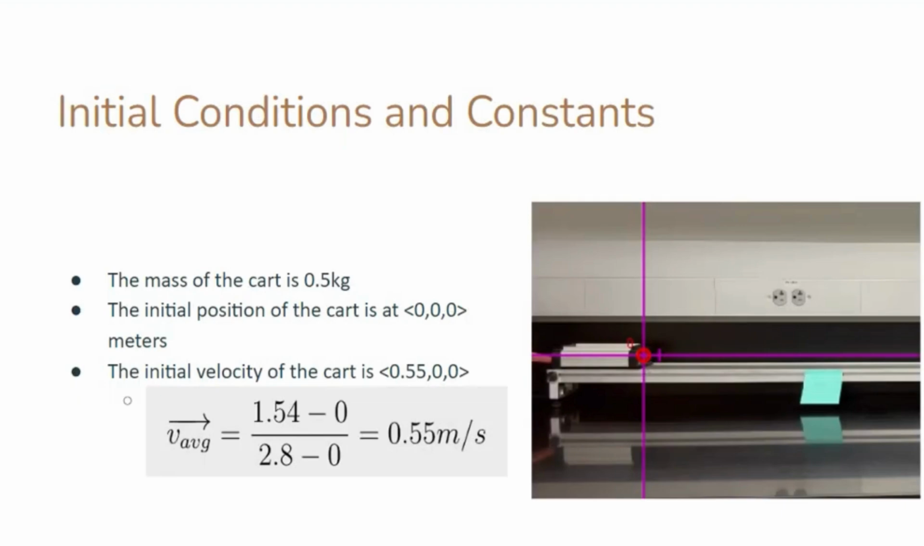So our initial conditions: the mass of the cart is 0.5 kilograms. The initial position starts at 0 meters, and the initial velocity is 0.5500 meters per second. And as you can see, that's how we calculated it from the average velocity formula.